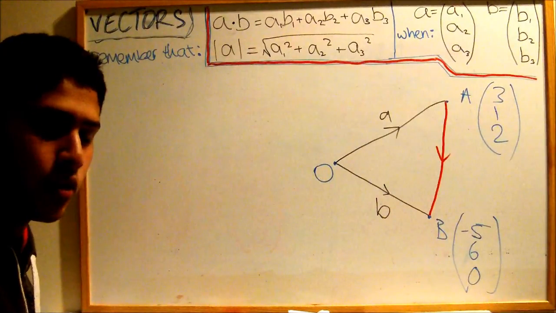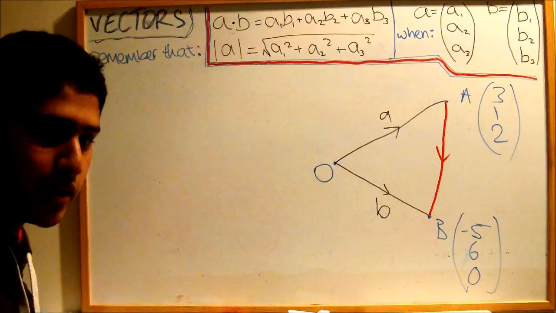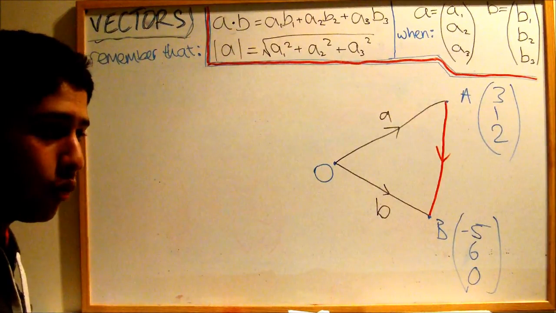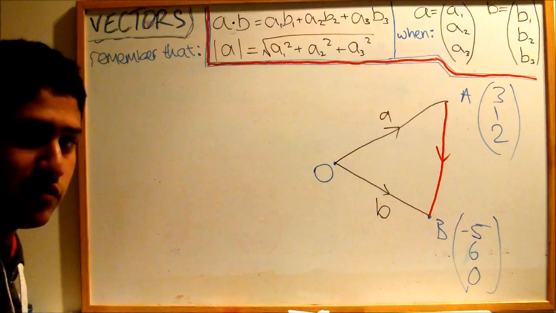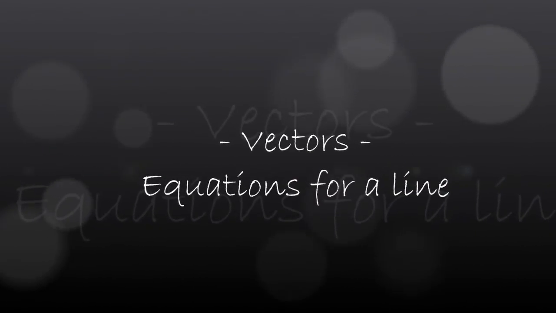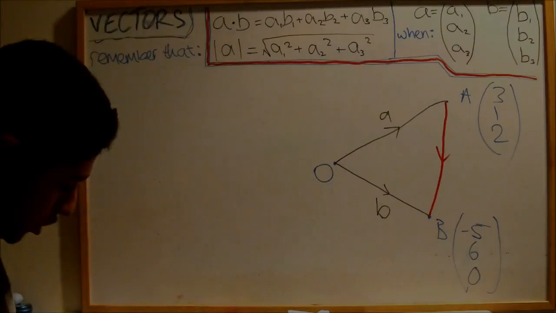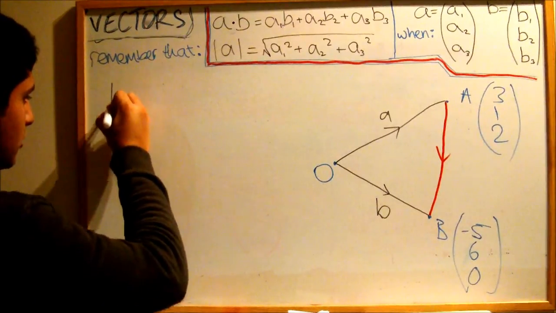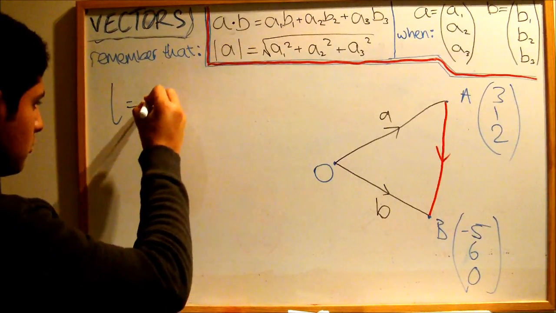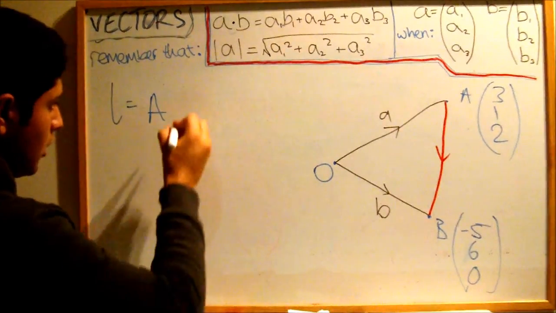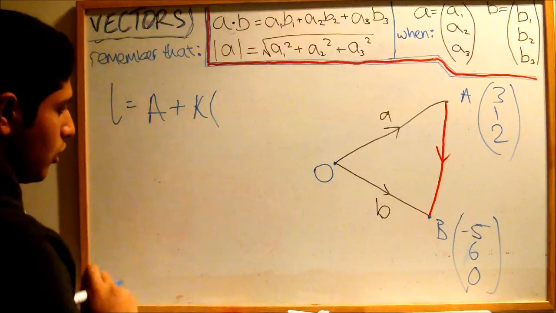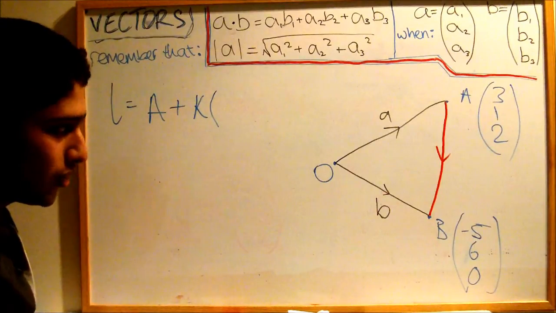Hey guys, in today's video we're going to be doing some vectors, and specifically how you can write an equation for a line which passes through two specific points. Now the general equation of a line which passes through two points is, we'll say L for line, equals one of the points, in this case point A, plus k lots of the direction vector between the points.